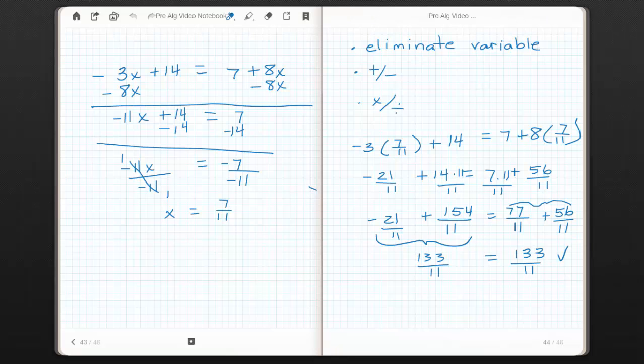There's how to deal with two or more operations that should work on any size equation from now on. So go do some.